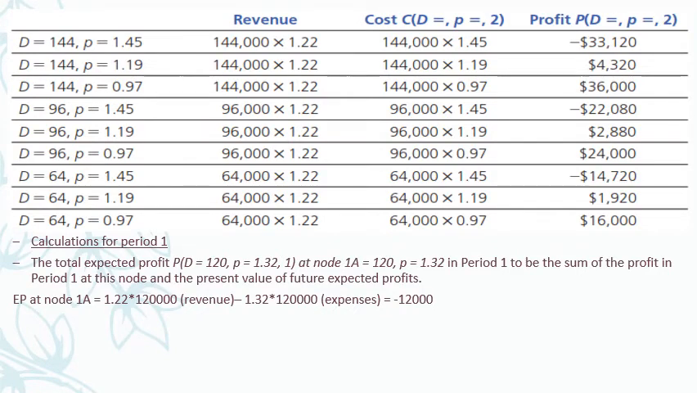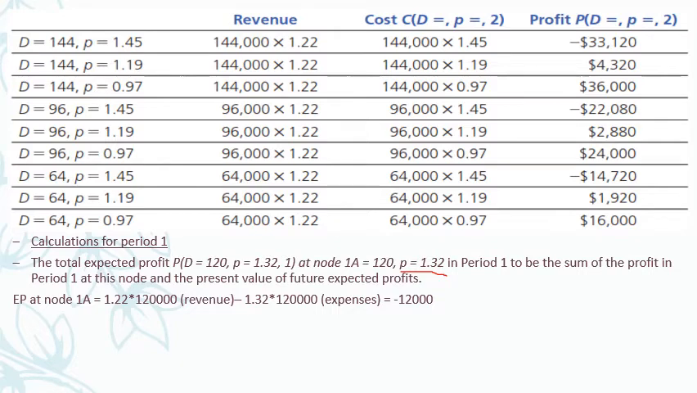the cost is how much you need to spend. The demand is 1,20,000, and what is the spot price at node 1A? 1.32. You can see that, it is given. Multiply that, you will get minus 12,000. That is the expected profit at node 1A.